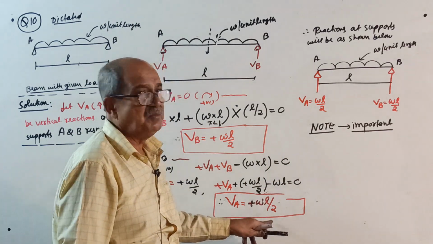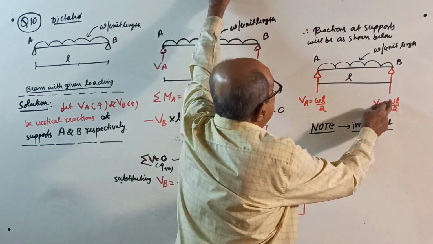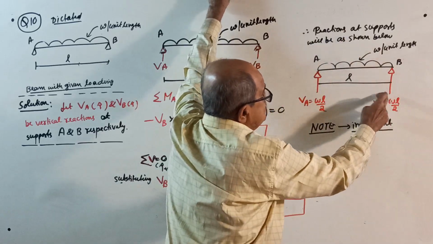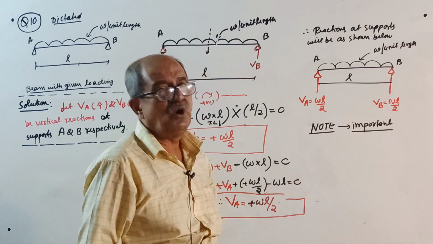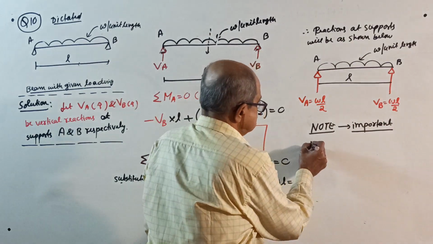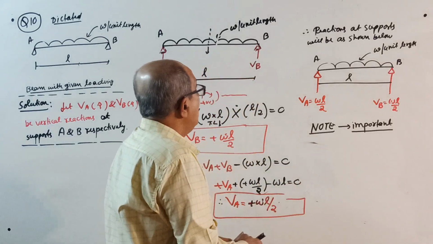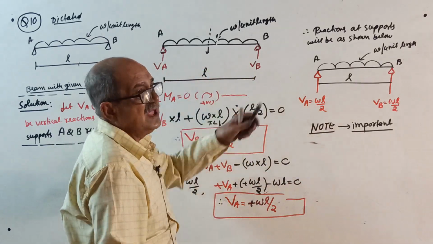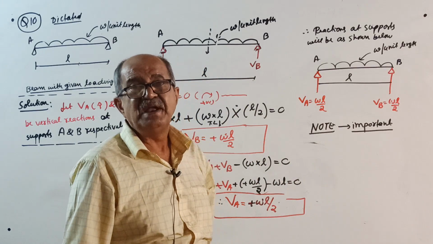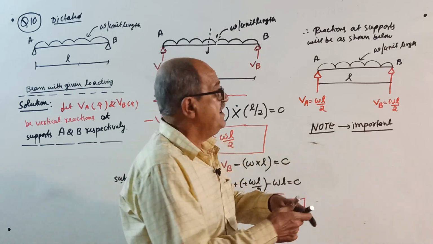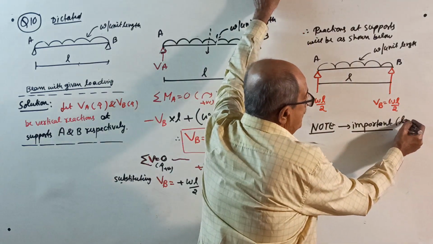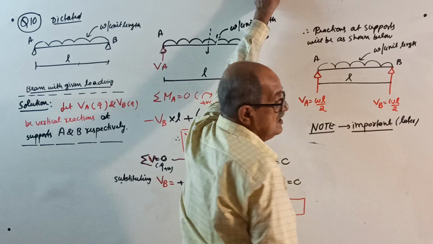VB is also equal to WL by 2. Therefore, reactions will be as shown below. Okay, write the answer. Now, very important, make a note. Actually, we wasted time here. We wasted time because this is important later, when you go to strength of material, you solve it later.